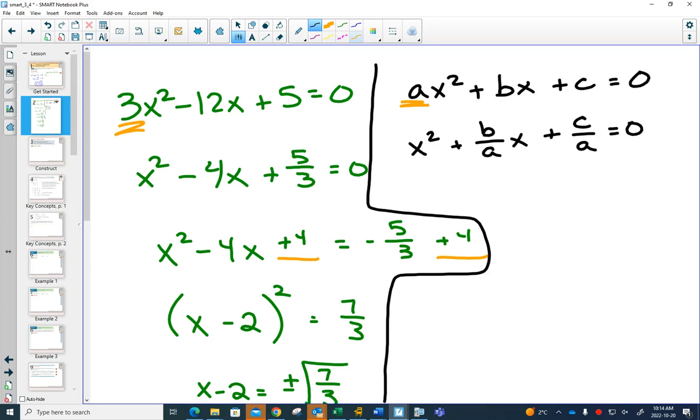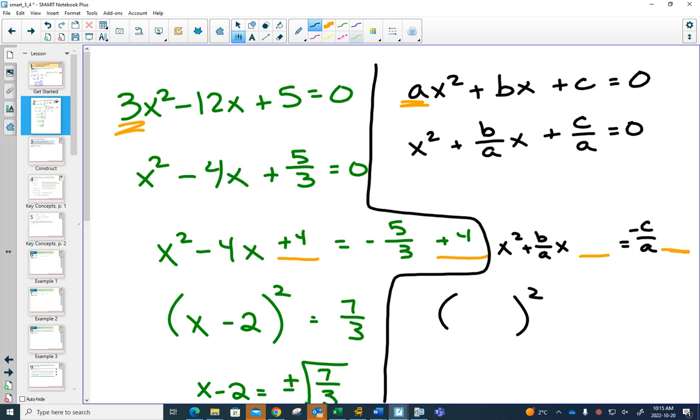Next step, oh, I should write them simultaneously at the same places. Next step, we move the 5/3 over to the other side. So we can do that here. I'm going to have x squared plus b over a x, and then I'm going to move the c over a to the other side. And I made spaces. And the next step, I wanted something squared.